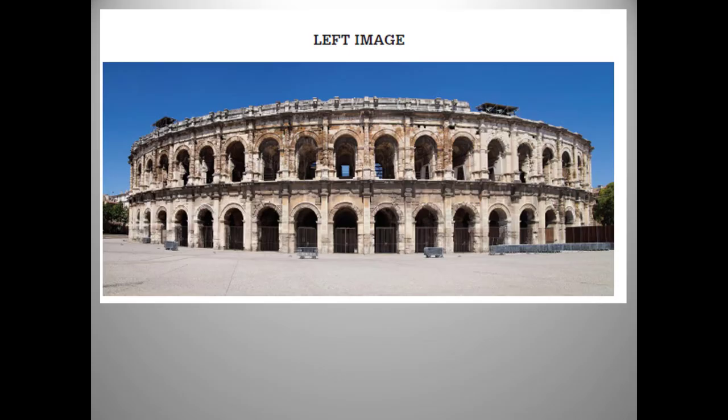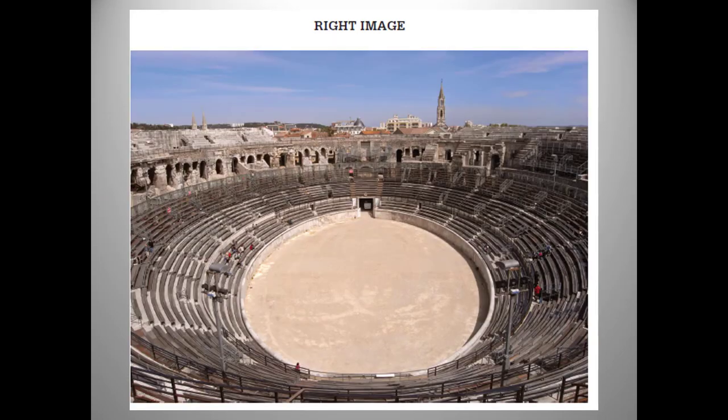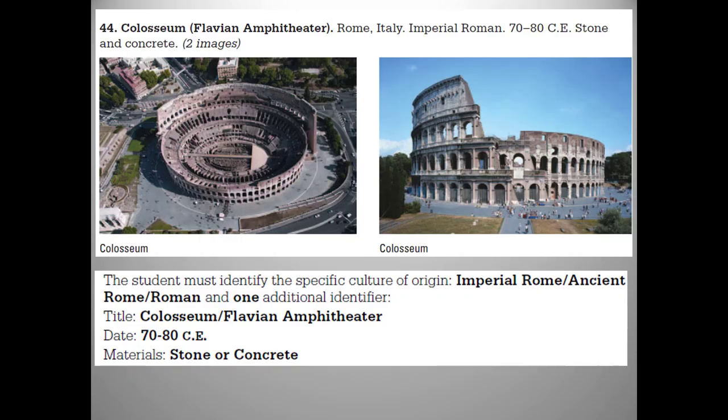Here's the first image our students got, and here's the second. So you know this, right? What's the required work, and what is the culture? I assume you all got this one. Note that the scoring guidelines also cut students some slack, at least when it came to culture. Graders accepted ancient Rome or Roman as the culture, as well as Imperial Roman.